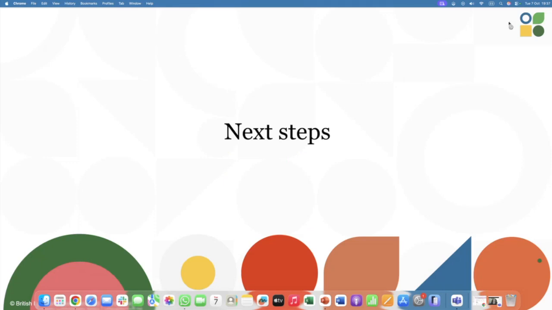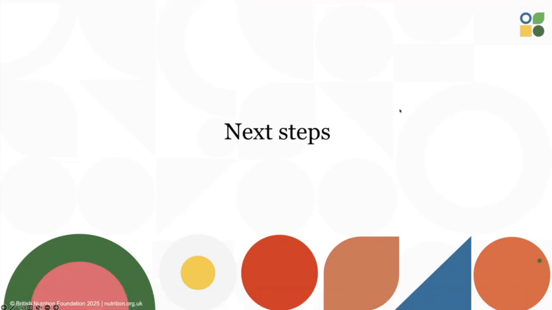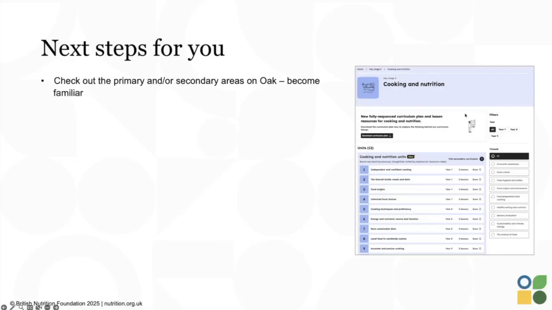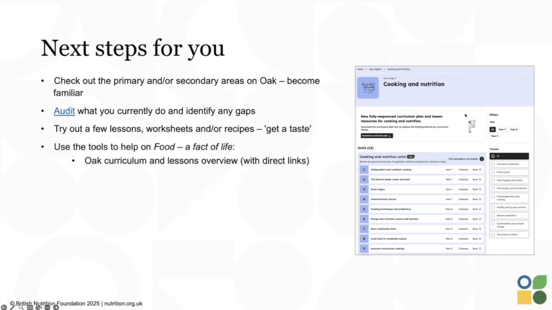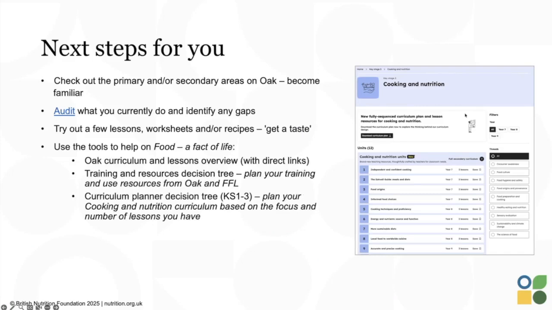Great. Thanks, Roy. Glad that worked. OK, so now what we're going to do is very quickly go through some next steps for you. As Roy said, it would be great perhaps if you could have a look at the primary and secondary areas on OAK, become familiar with them. There's a lot of information on there, but once you get used to it, it's quite intuitive, so you'll be able to find what's there.